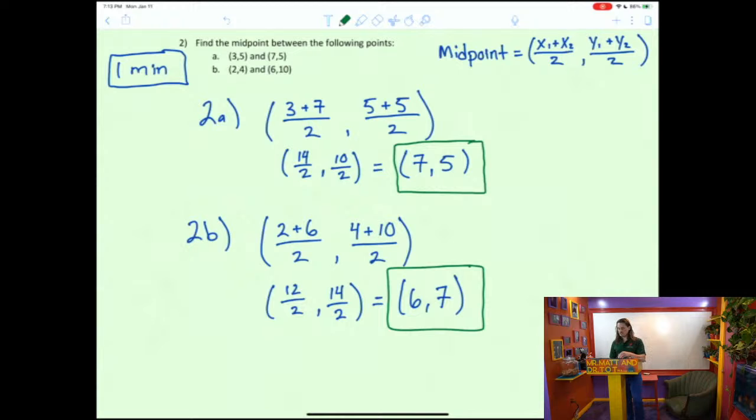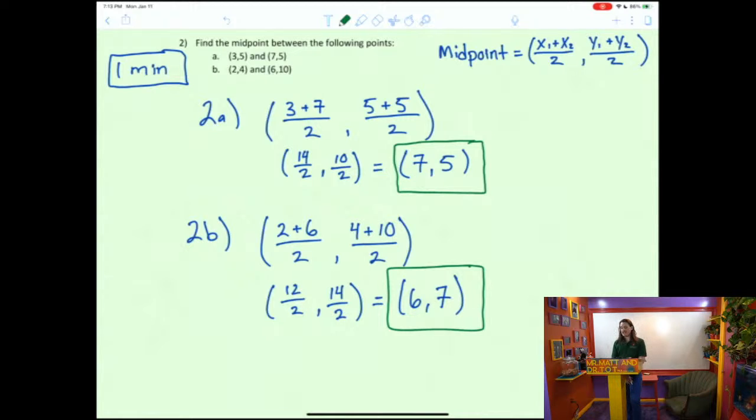Okay, so I gave you the midpoint formula there. Basically, it's just the average of the x and y components of the coordinates. So you just take the two x coordinates, add them together, divide by 2. Take the two y coordinates, add them together, and divide by 2.